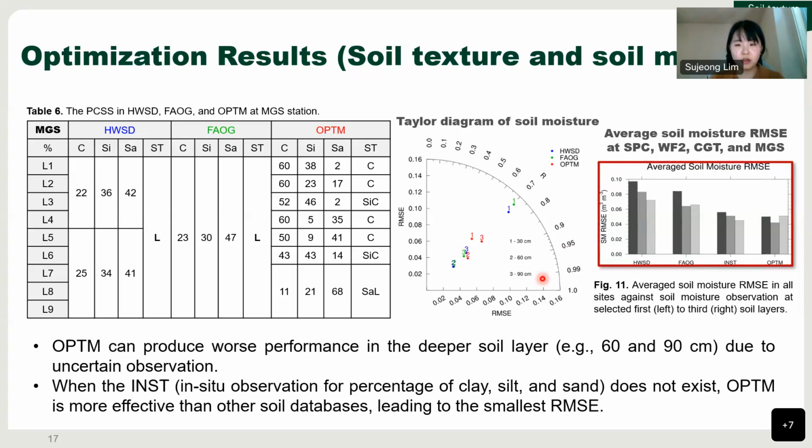So as a summary, the average soil moisture RMSE in 4 stations shows the smallest RMSE in the OPTM experiment compared to the typical soil database and sometimes the in-situ observation. So it means that when in-situ observation does not exist, OPTM can be more effective than other soil databases.